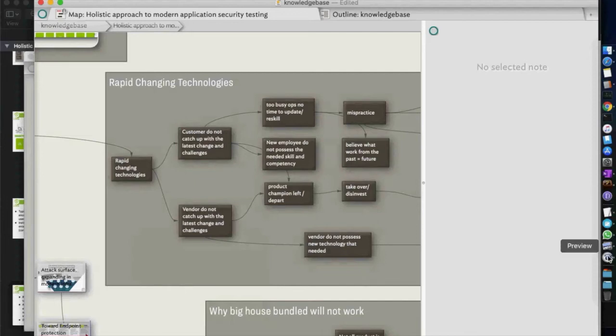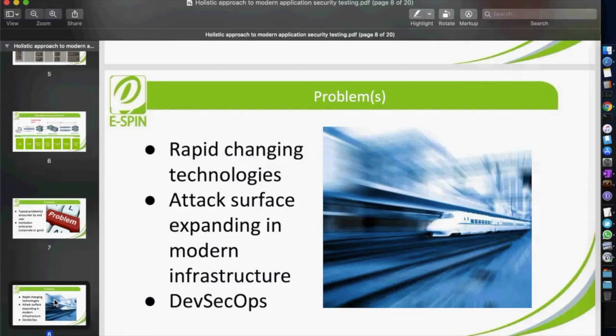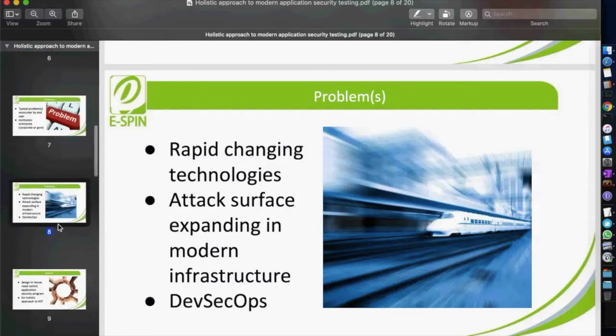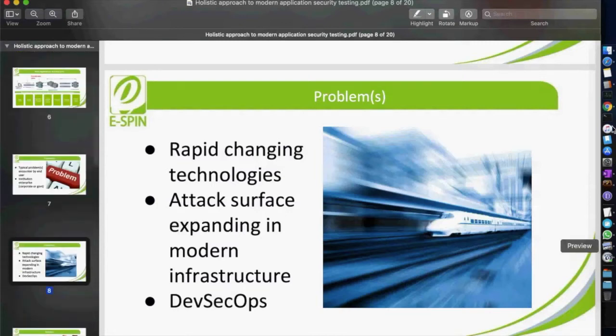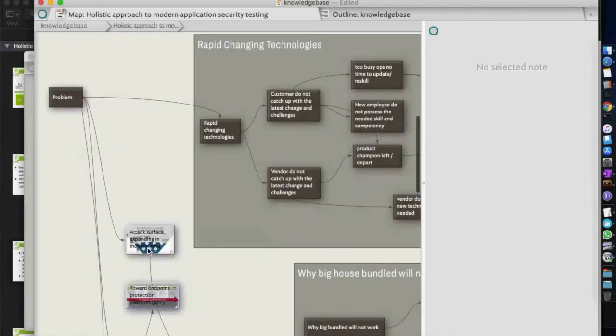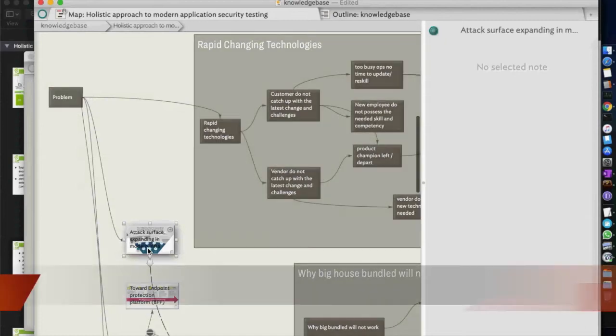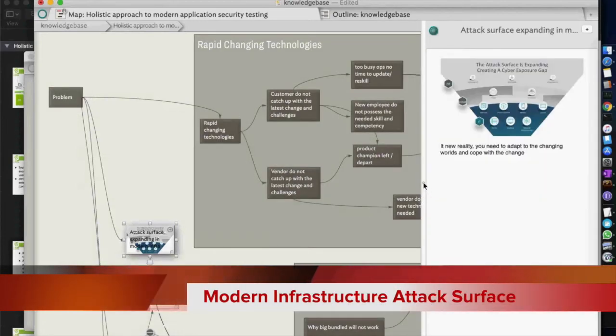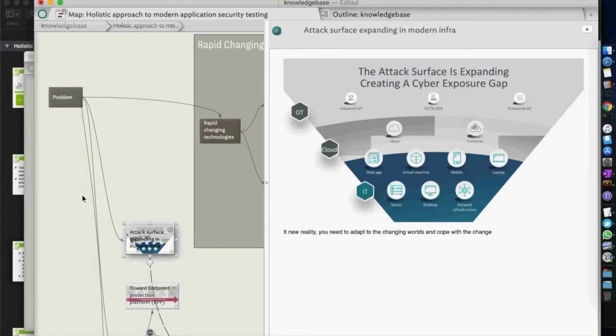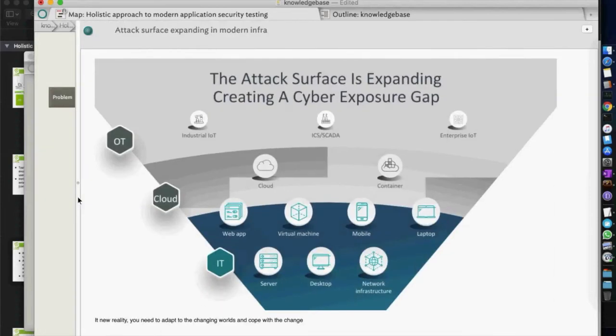Okay, as you can see, besides all those scenarios, we have two more things to share, starting with the attack surface. It keeps expanding. What we say here is just a quick summary. As you can see, from the traditional network, we have network infrastructure, desktop, server, laptop, mobile, virtual machine, and web application.